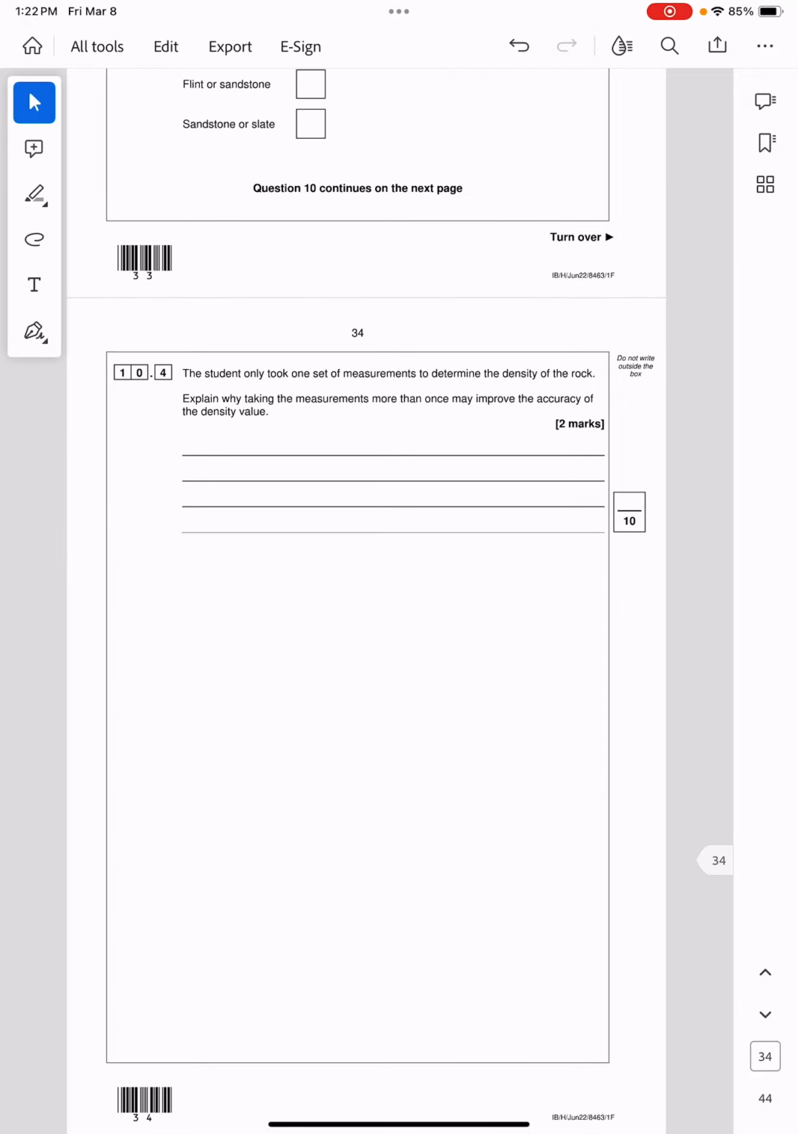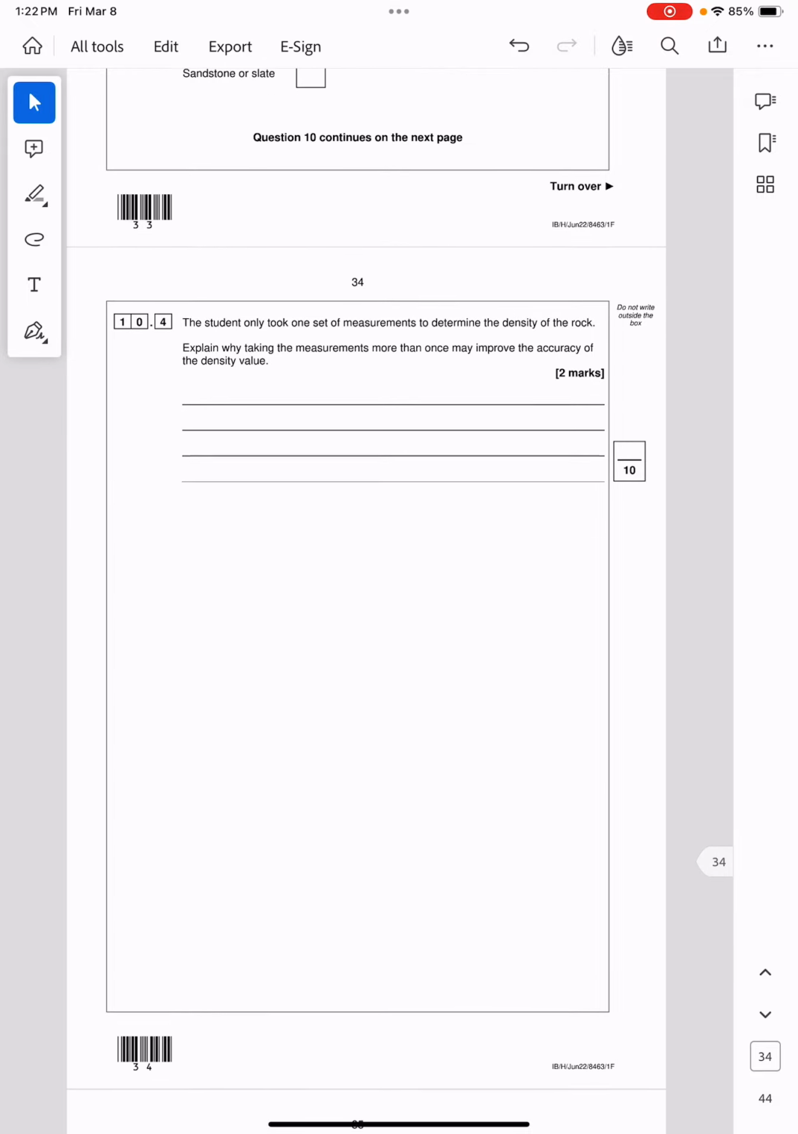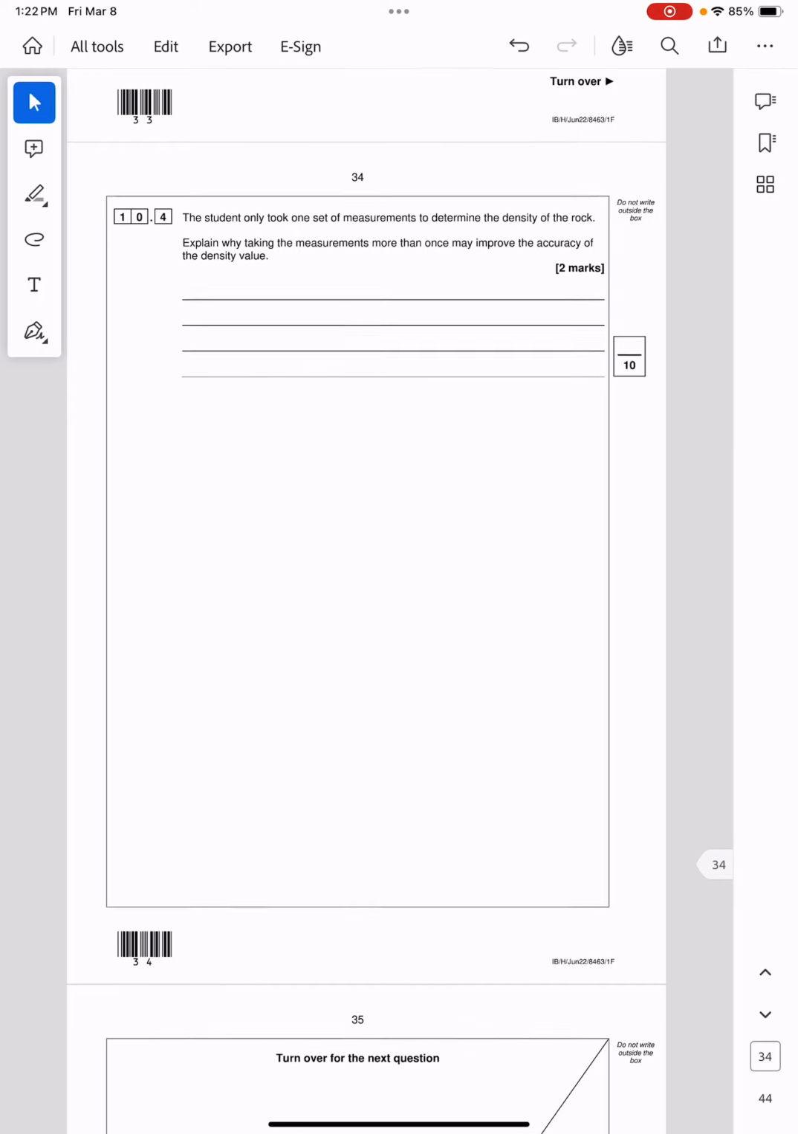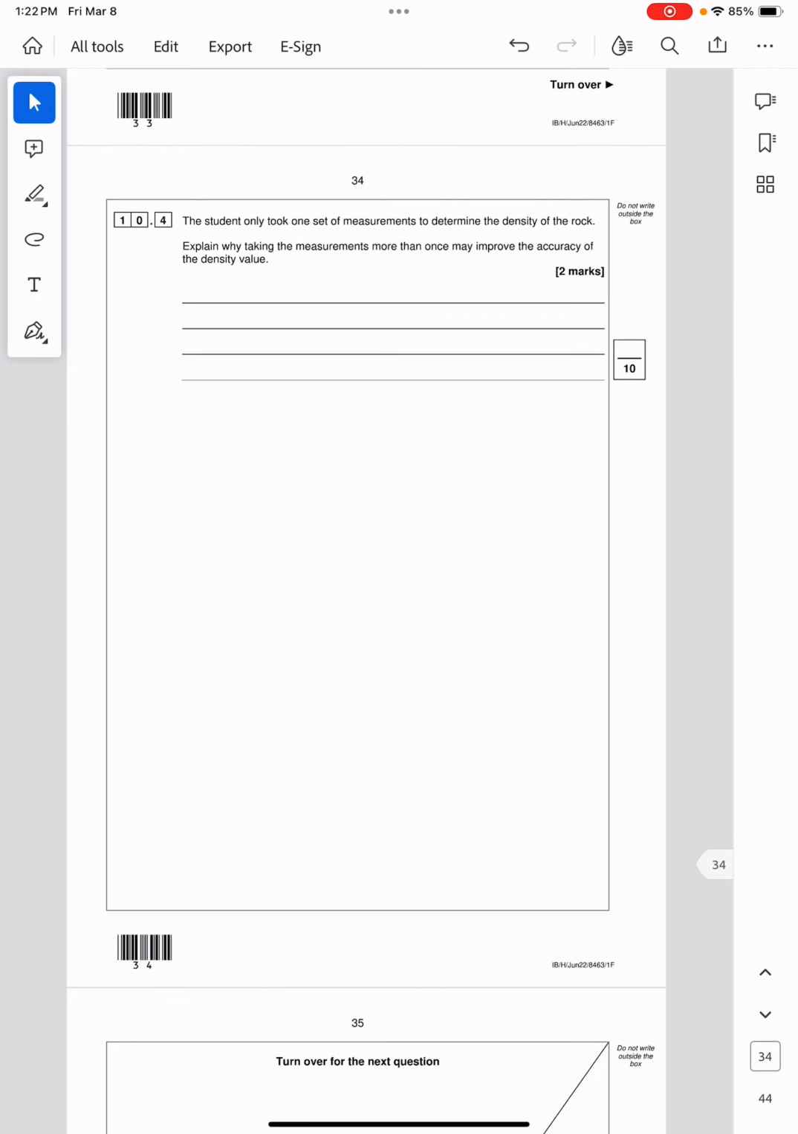So the last part of this question is asking: the student only took one set of measurements to determine the density of the rock. Explain why taking the measurements more than once may improve the accuracy of the density value. This is a question not only about density, but generally, when you do the experiment a couple of times, the results are going to be more accurate. And why is that? Because you are reducing the effect of something called random errors.